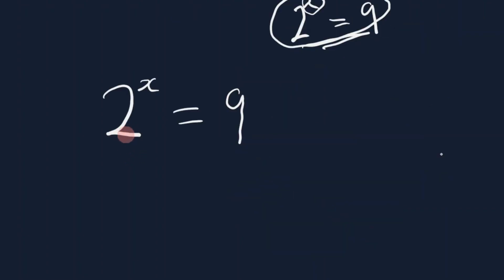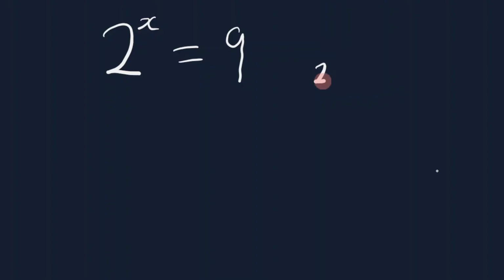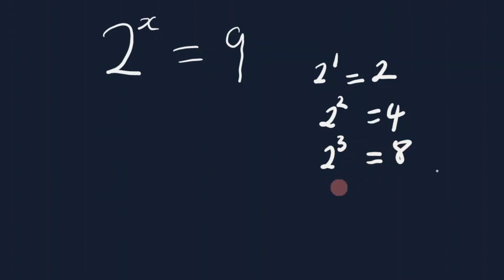So remember that we are looking for the value that will be the exponent of 2 and will give us 9. So we have these values. 2 raised to the power 1, will it give us 9? No, it gives 2. 2 raised to the power 2, will it give us 9? No, it equals 4. 2 raised to the power 3, will it give 9? No, it is 8. 2 raised to the power 4, will it give 9? No, it will give us 16. So with our common sense, it seems that our answer is somewhere around 2 raised to the power 3.